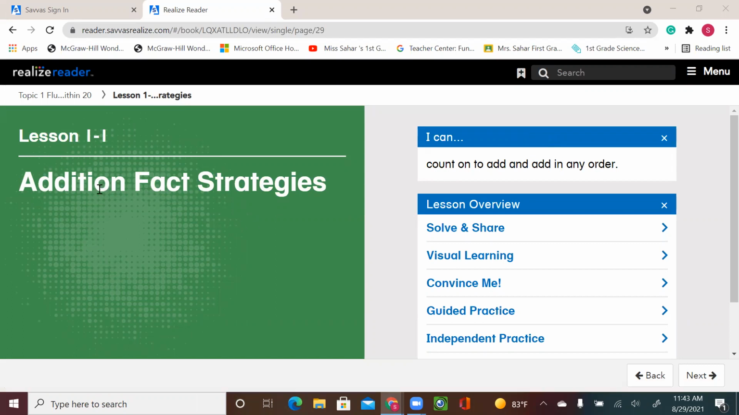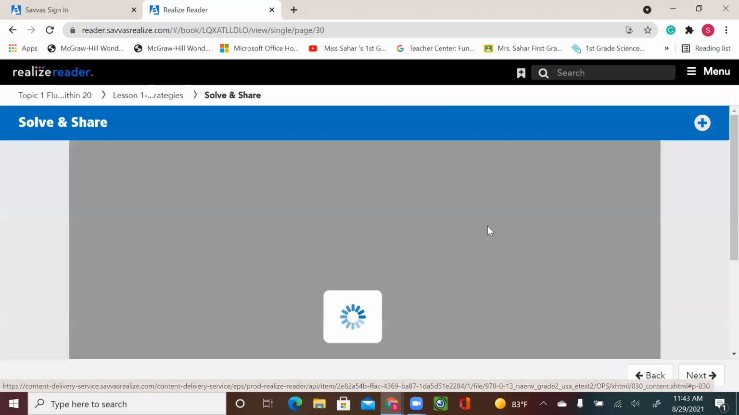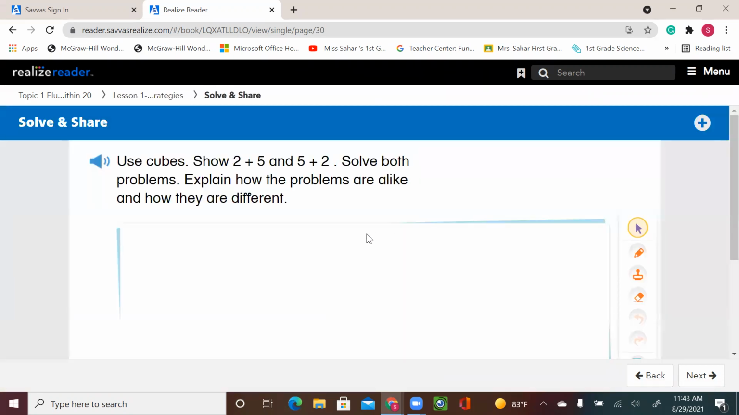We are on topic 1, lesson 1, addition facts, strategies, and we'll see together what we have for the first lesson. First lesson, addition facts, strategies, which is like adding or solving problems in a different order. So let's start. Use cubes. Show 2 plus 5 and 5 plus 2. Solve both problems. Explain how the problems are alike and how they are different.